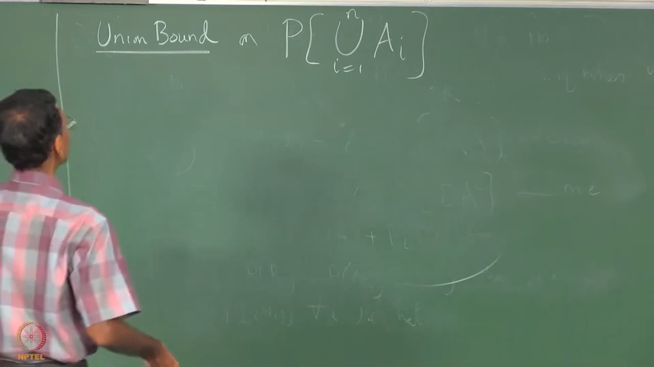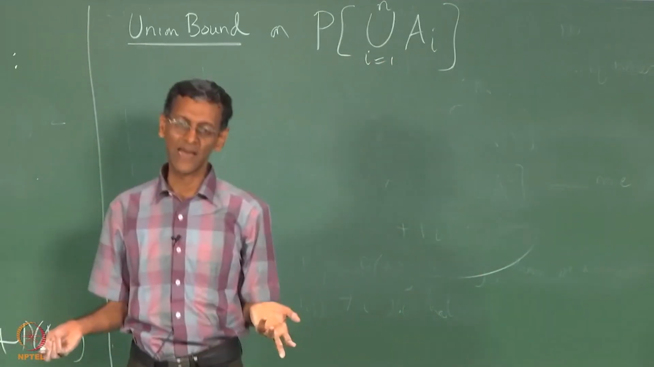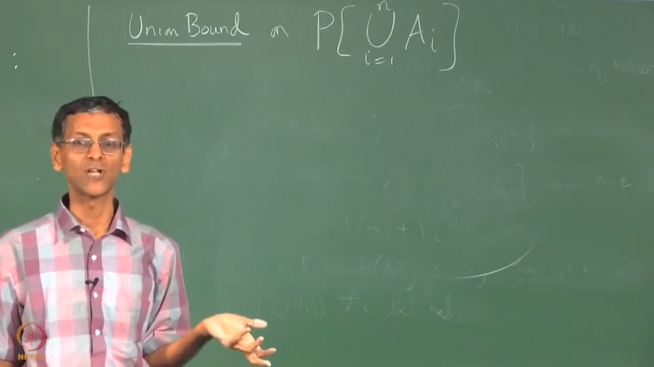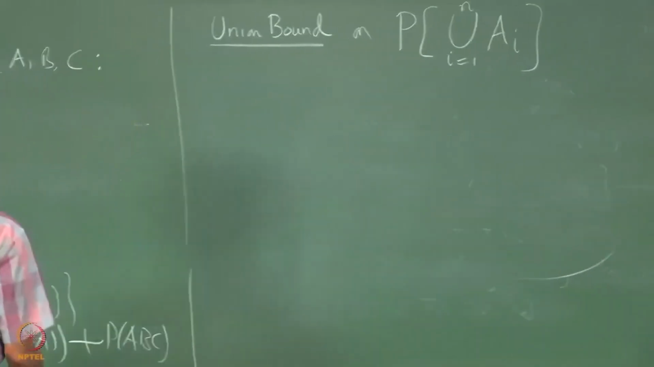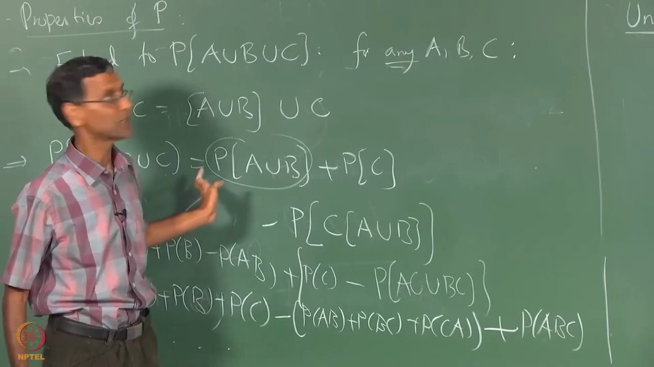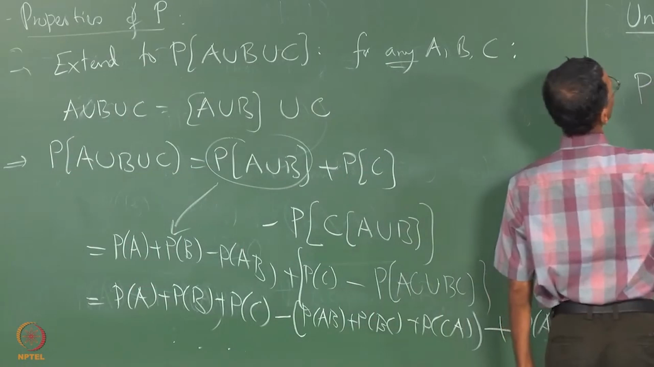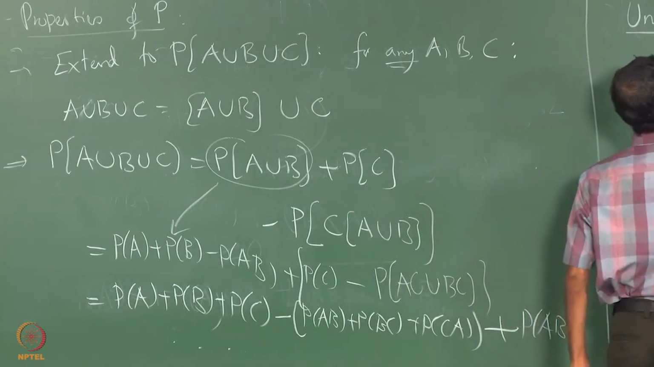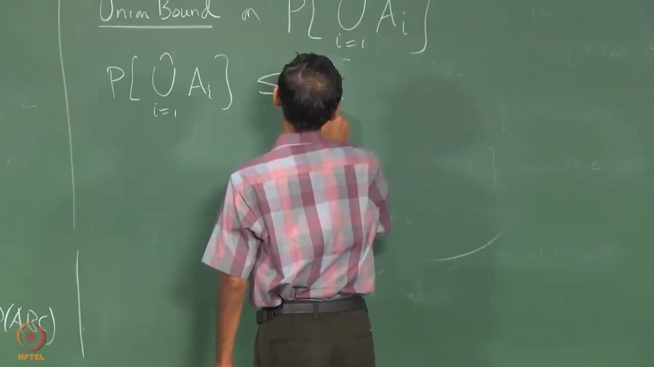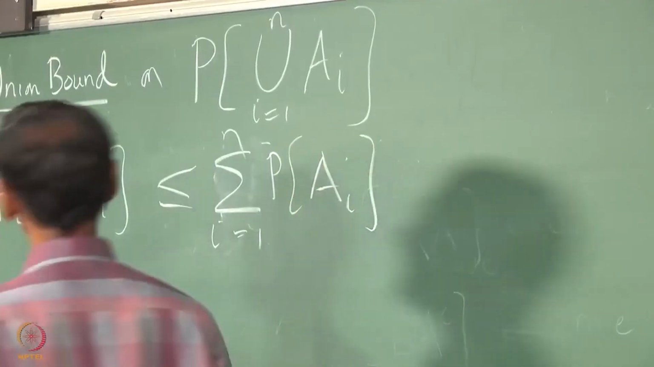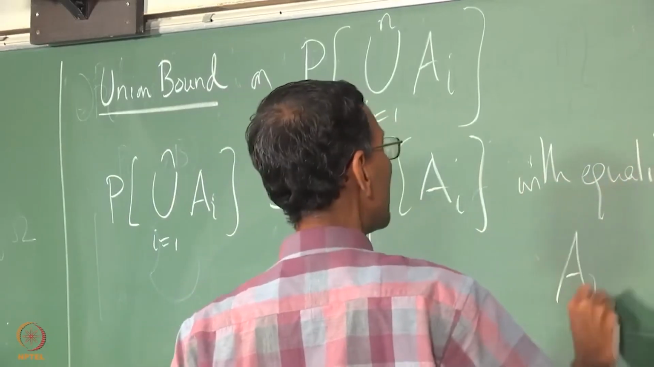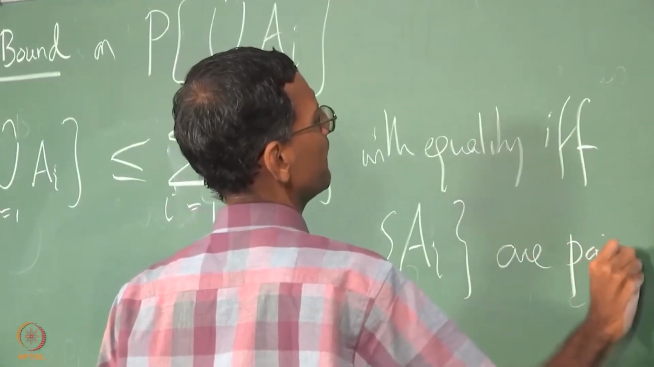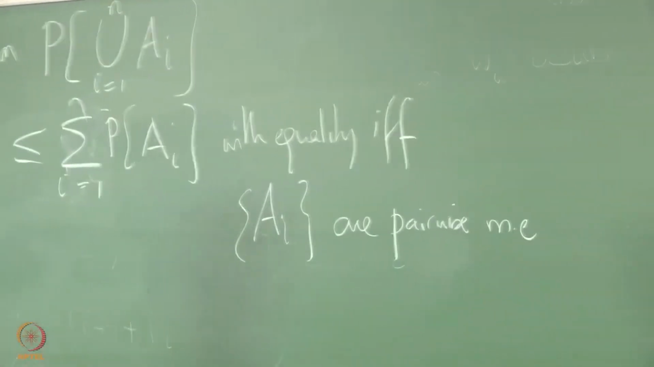It turns out that this union can be no bigger than what you would get if all of them were in fact mutually exclusive. So the summation of probabilities is going to be an upper bound on the probability of the union. With equality if and only if what? The Ai are pairwise exclusive. That is, any two events in this collection must be mutually exclusive. Every pair of events that you pick from the Ai must be exclusive.